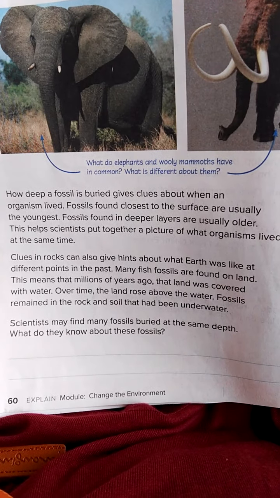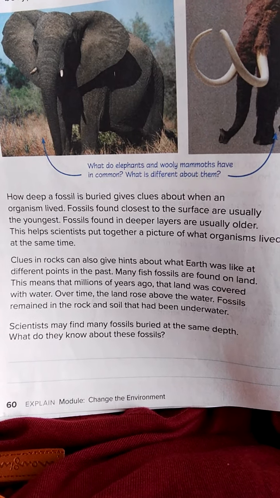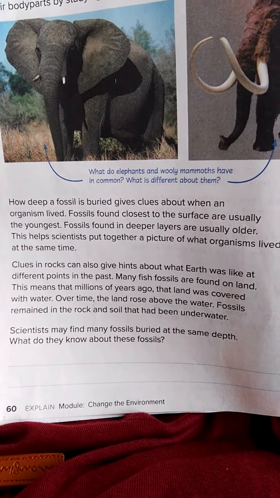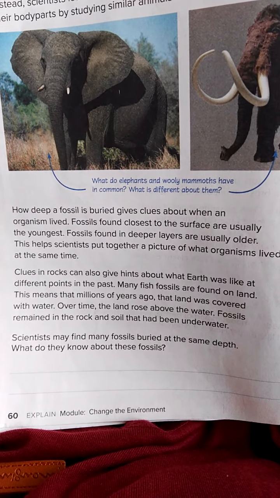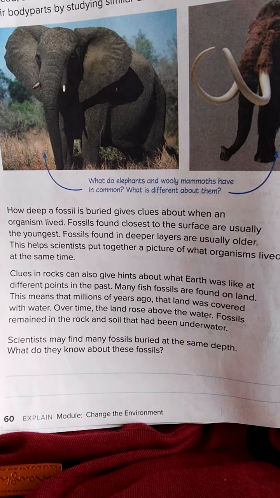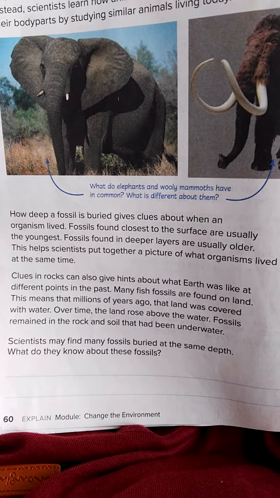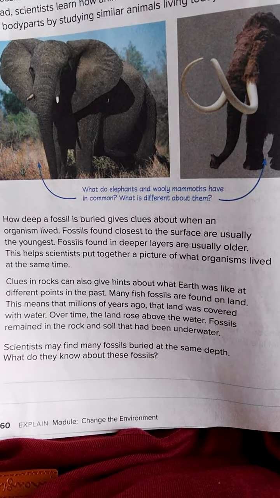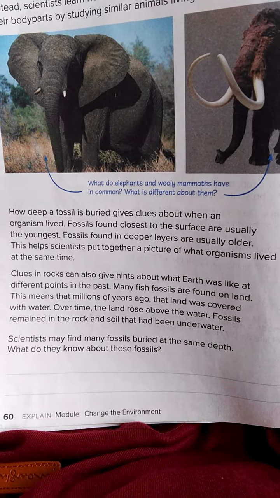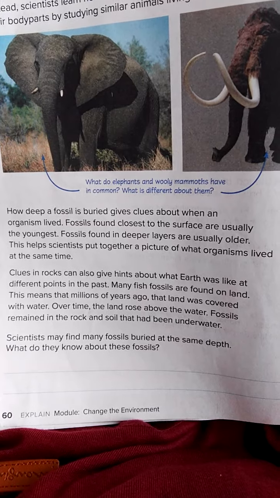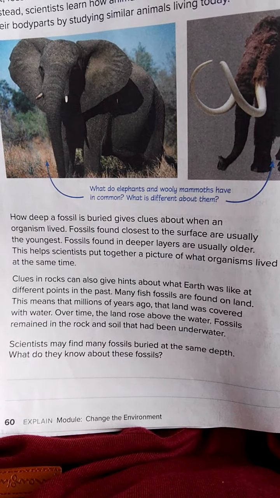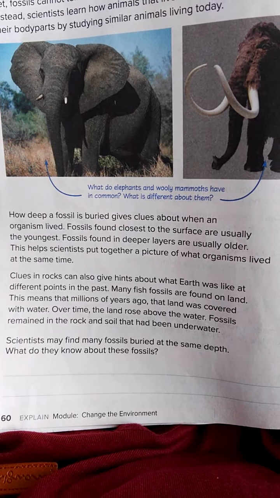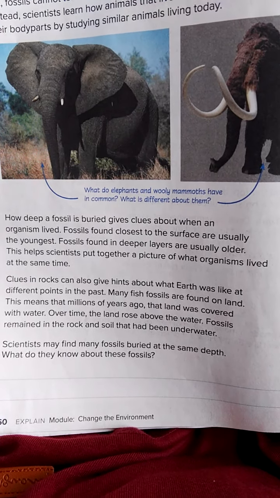Okay, I need you now to read this question with me, and I want you to answer it in your reading book. Scientists may find many fossils buried at the same depth. If scientists were digging in a layer of rock and they found different fossils in the same layer, what does this mean? What do they know about these fossils? What does this tell? Are they at the same age? Are they in the different age were buried?